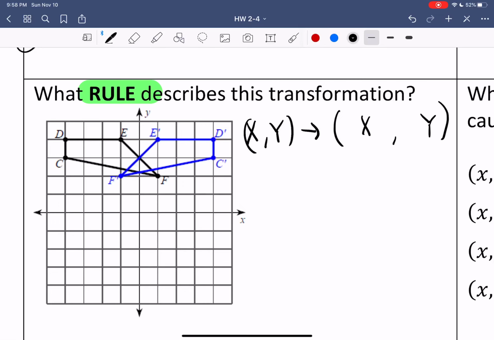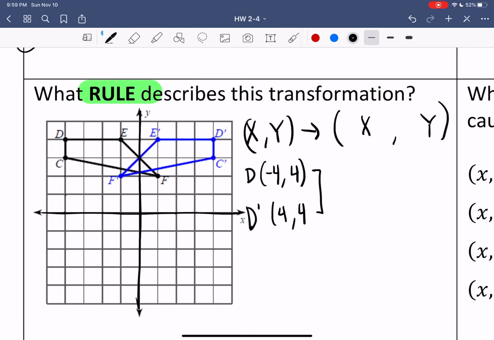So I'm going to write down just this last, here's our x and y, 1, 2, 3, 4, -4, 1, 2, 3, 4, +4. I'm going to write d prime, which is 1, 2, 3, 4, +4. So looking at what changed between here and here with the x and y, that could help you determine the rule for the transformation.